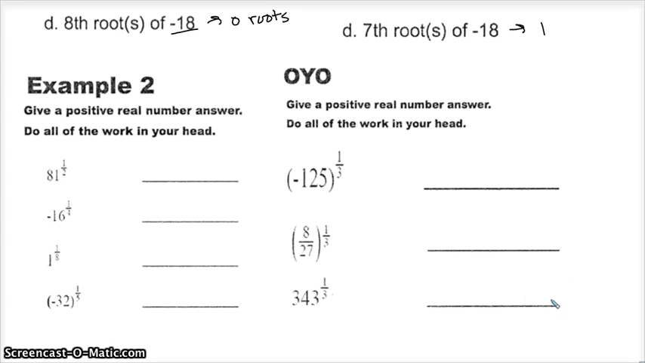Let's try to evaluate some of these roots. Remember, if you see the exponent as a fraction, the denominator of that exponent tells me the root. So, for example, 81 to the 1/2 is really just the square root of 81, and we know that to be 9. Now, the second one, this is -16 to the 1/4. This is a negative number, and I'm trying to take an even root. This is not possible. So there is no real root.